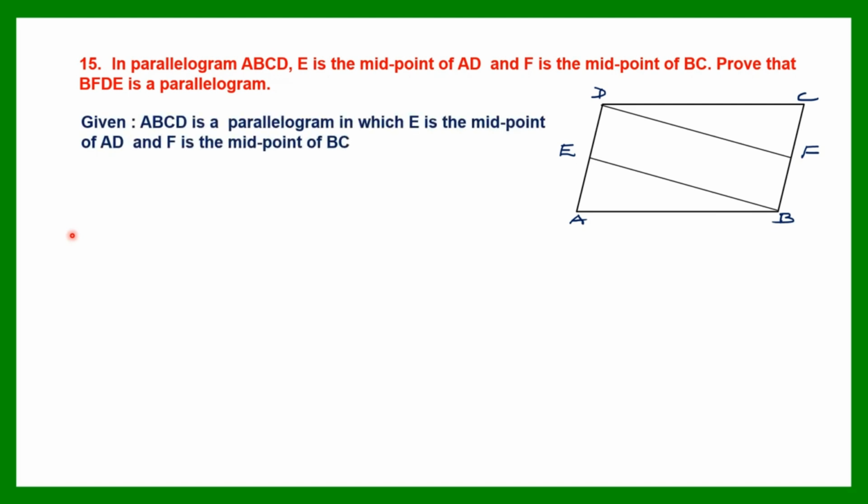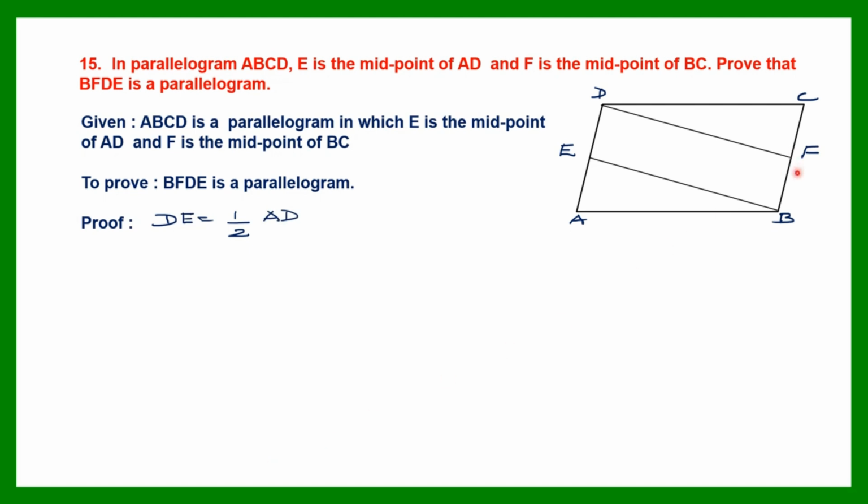So what is given to us? ABCD is a parallelogram in which E is the midpoint of AD and F is the midpoint of BC. Now we have to prove that BFDE is a parallelogram. So let's begin the proof. Since E is the midpoint of AD, DE will be half of AD. Let's write that: DE will be equal to half of AD. The whole line is AD and because we have the midpoint, DE will be half of it.